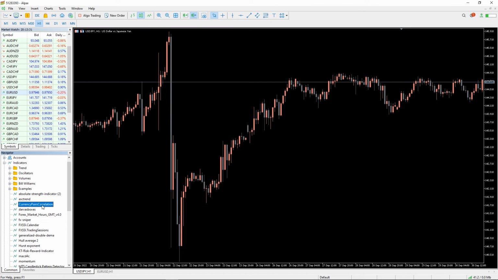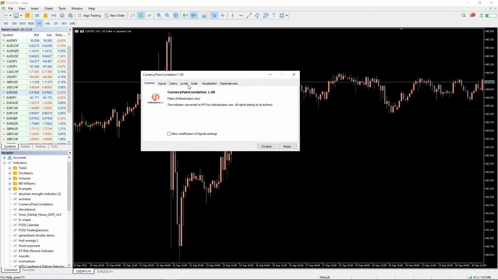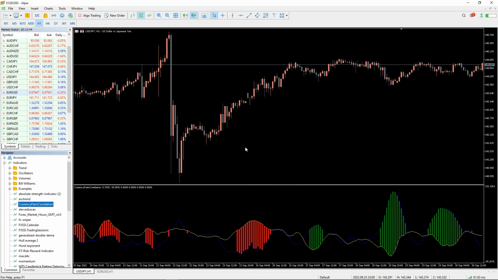To run this indicator, simply drag the currency pairs correlation indicator from the indicator list to your MT5 chart. And please don't forget to click on the allow DLL imports in the indicator window.